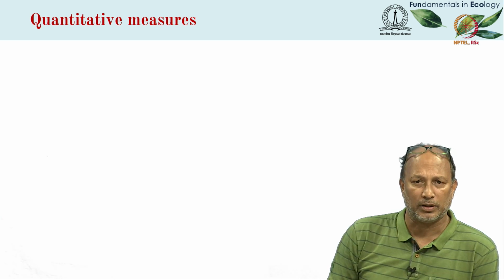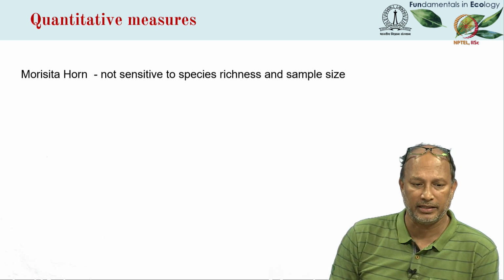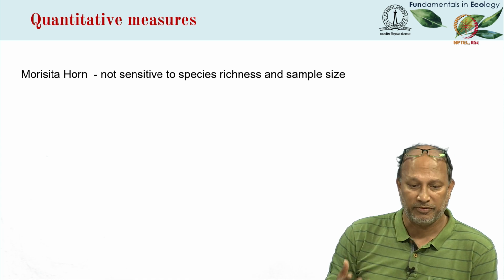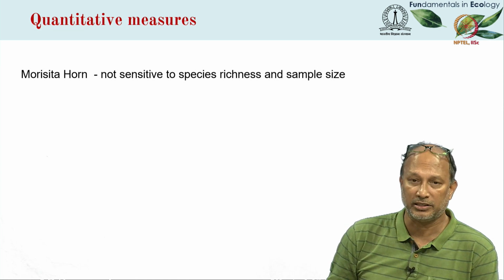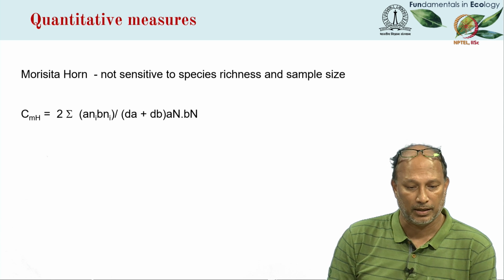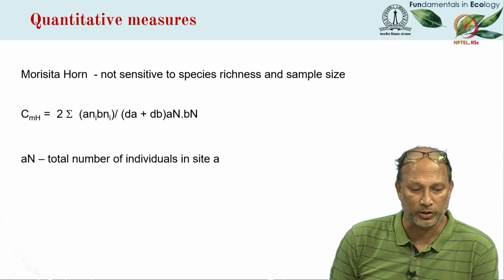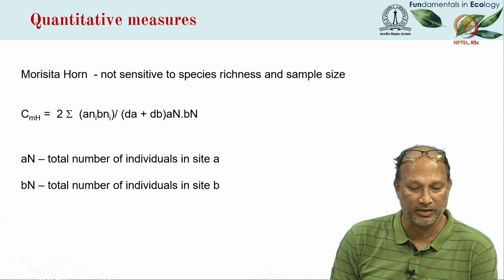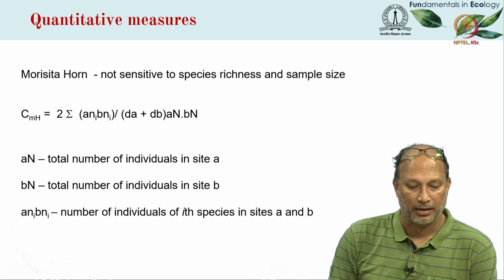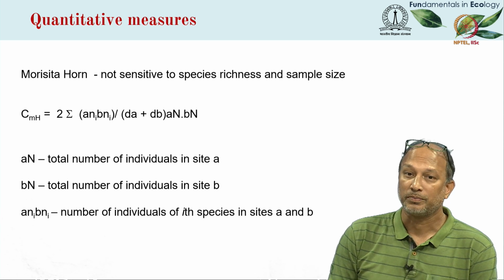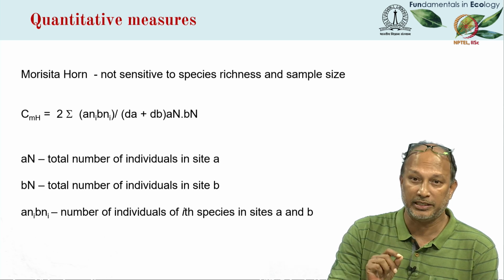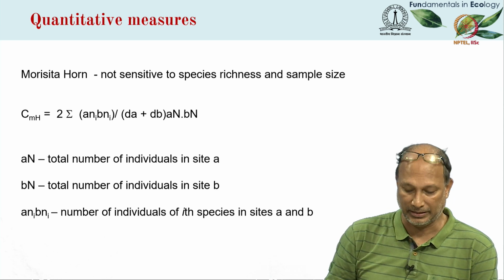A widely used quantitative measure of similarity is the Morishita-Horn index, which has been found not to be sensitive to species richness and sample size. I'm not going to go into the details of the formula here, but again, it takes into account the number of individuals at both sites, and also the number of individuals of particular species across the 2 sites.